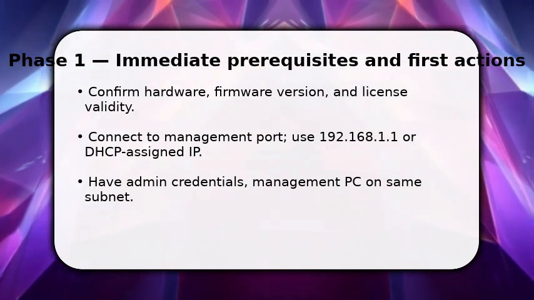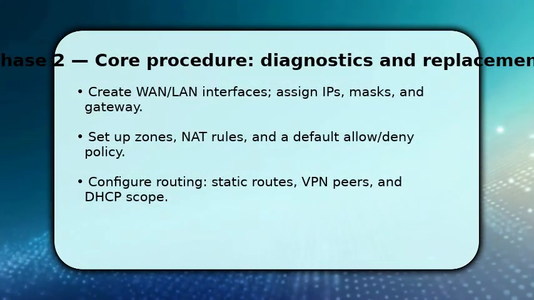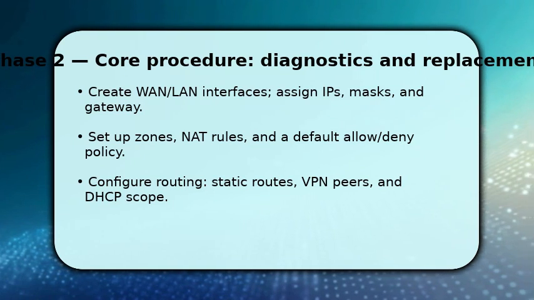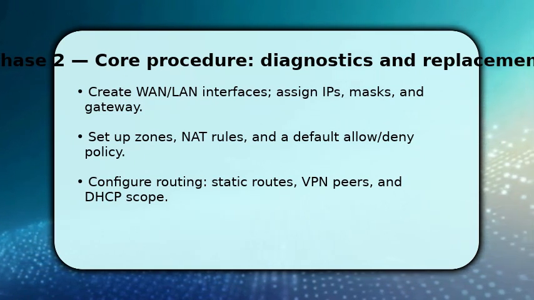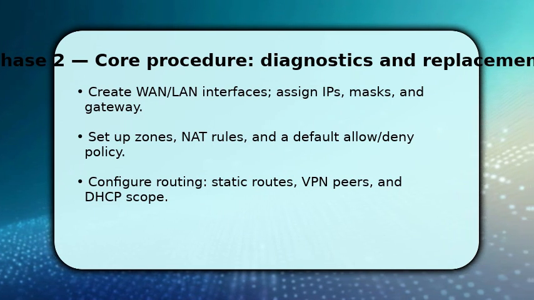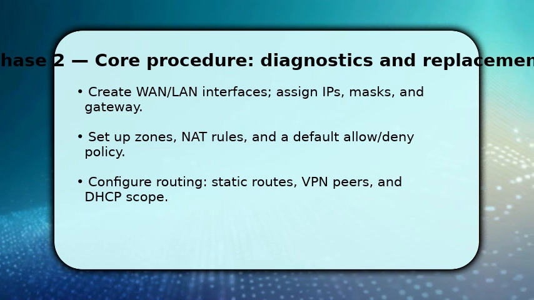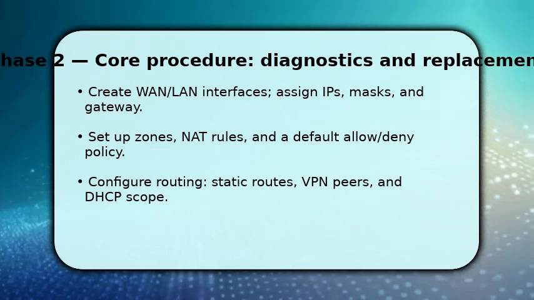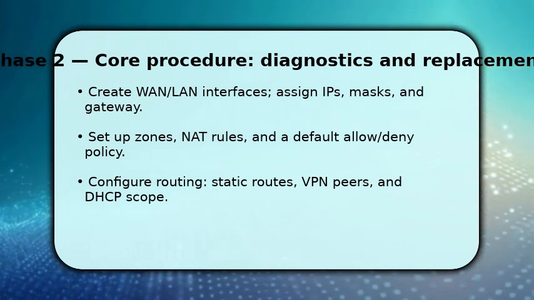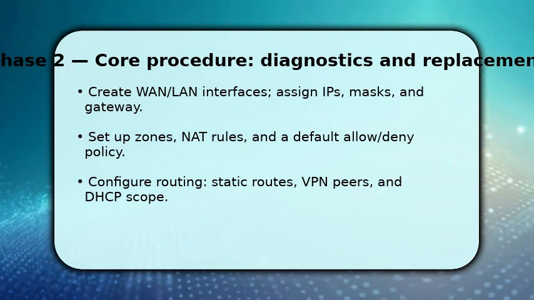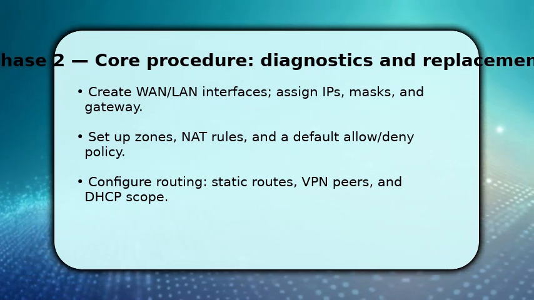You now configure interfaces and zones because traffic flow depends on clear segmentation. Assign IP addresses and masks to WAN and LAN, then create zones and map interfaces to them. Next, set NAT rules and a baseline policy. Start with explicit allow for trusted LAN to WAN and deny for other inbound traffic.